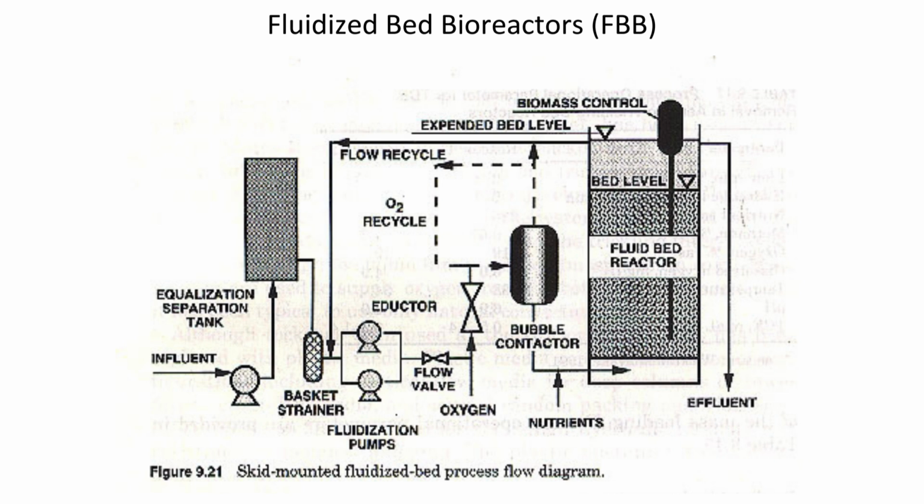It includes components for biomass control, an expanded bed level, flow recycle, oxygen recycle, an equalization separation tank, an influent stream, a basket strainer, fluidization pumps, an adductor, a flow valve, a bubble contactor for oxygen and nutrients, the fluid bed reactor itself, and a final effluent stream.